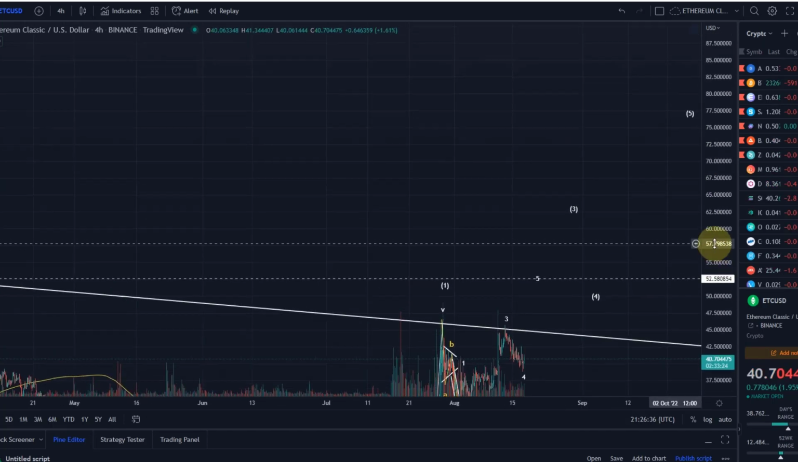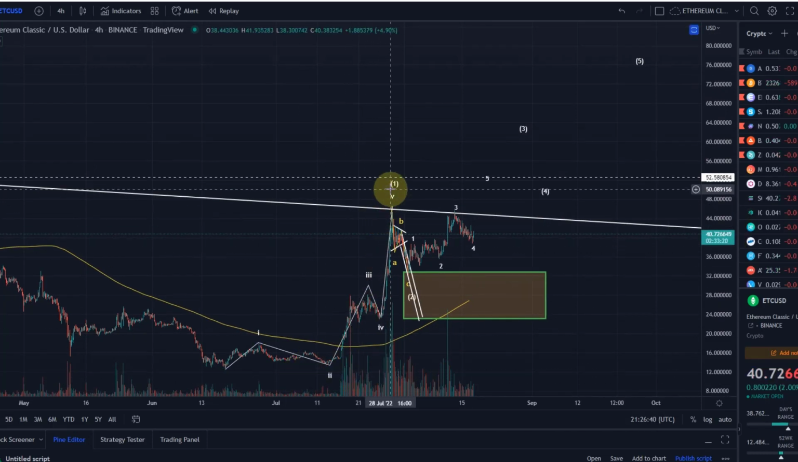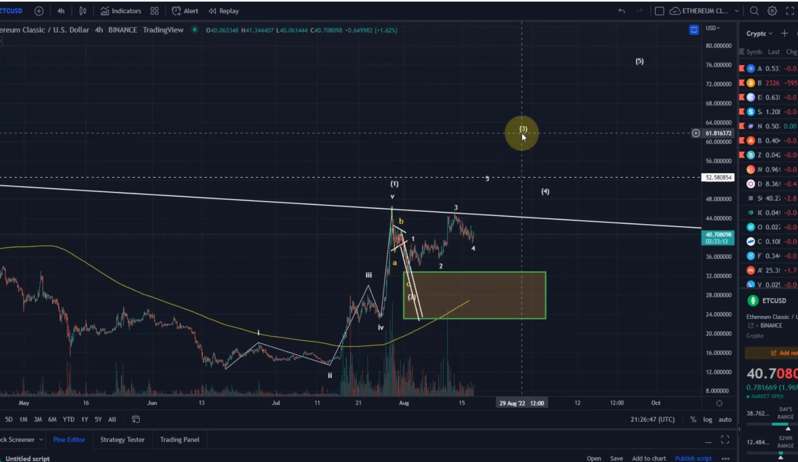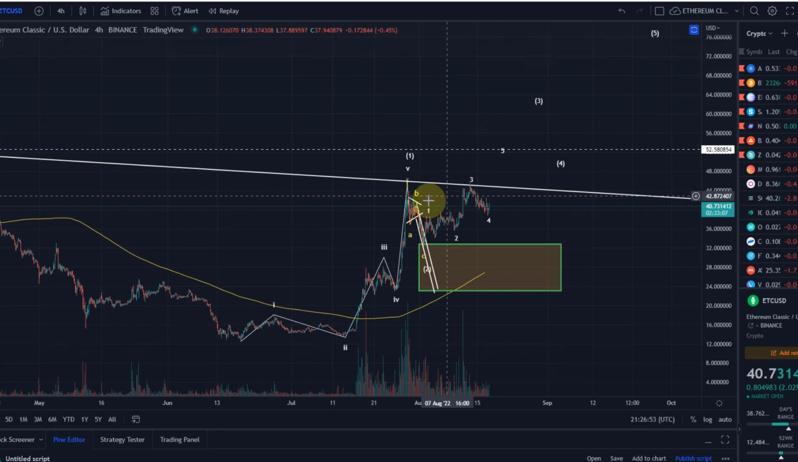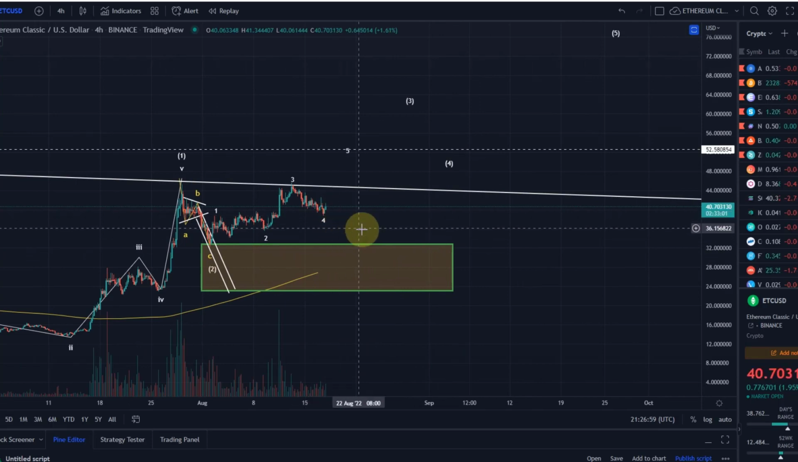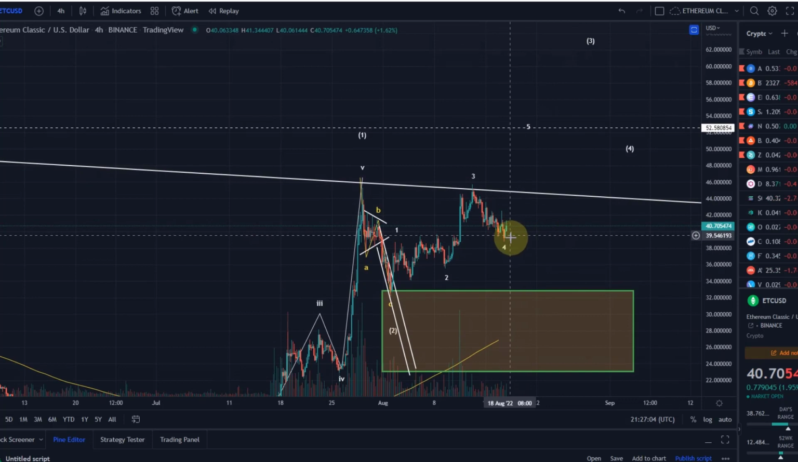Because if you just look at the larger waves, we've moved up in a wave 1, the first 5-wave move, we moved down in the 2, the ABC move here, and we would now expect to be in the wave 3. That should take us much higher, so around, I don't know, $60, $70, maybe even higher. But what is happening here doesn't really look great. I'm not really a fan of what's happening here at the moment.